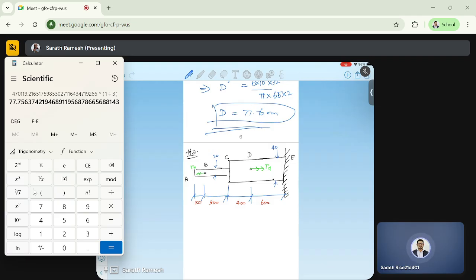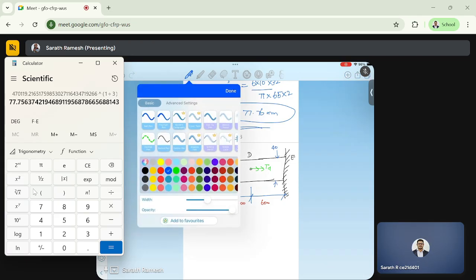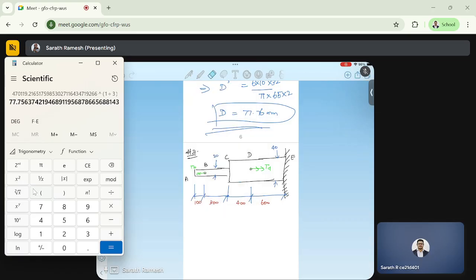And this value of TB is 200 Newton meters and value of TD is 1000 Newton meters. This is steel, so Young's modulus will be 200 gigapascal and Poisson ratio mu will be 1 by 3.